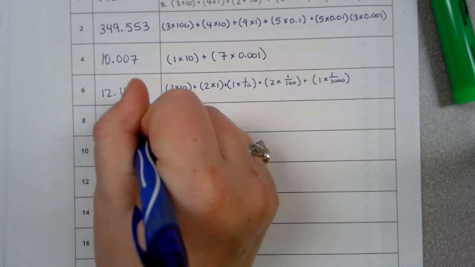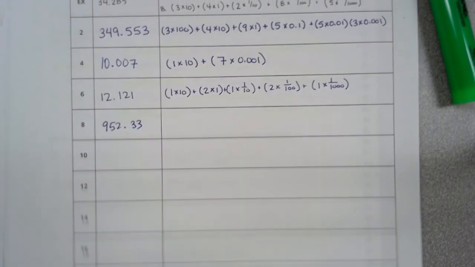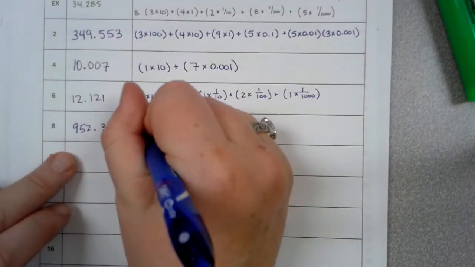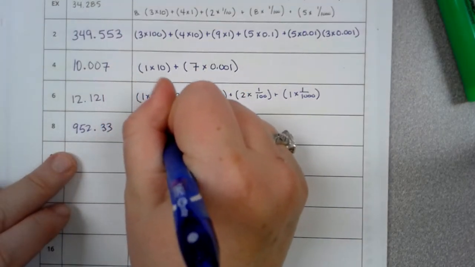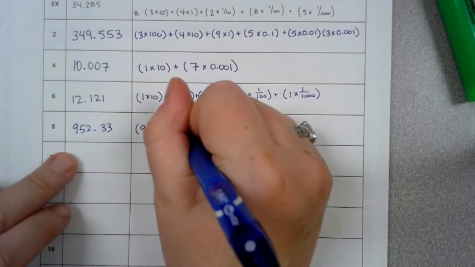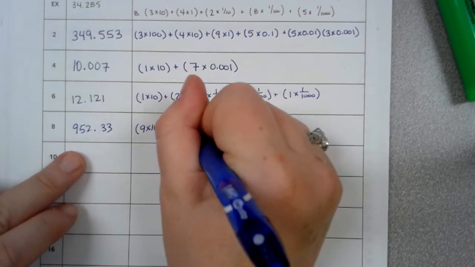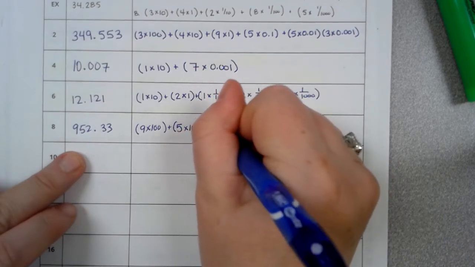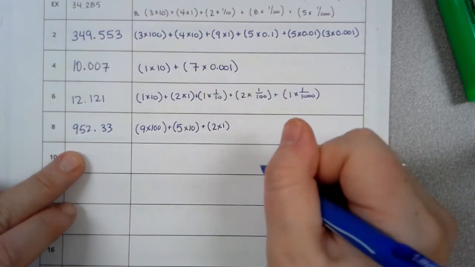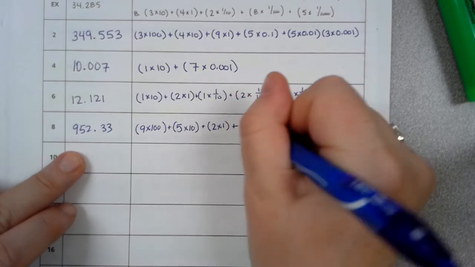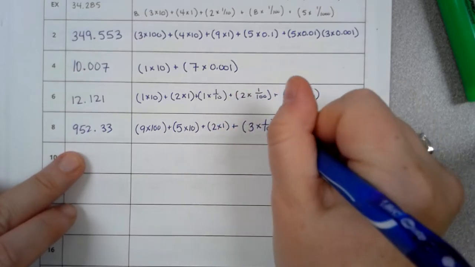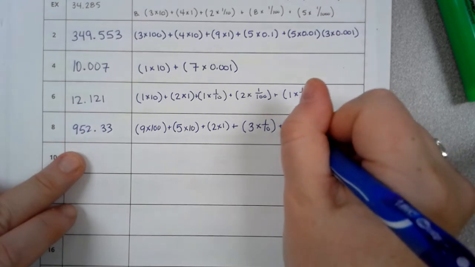952 and 33 thousandths. We're still going to use fractions. So the 9 is in the hundredths place, so 9 times 1/100, plus the 5 is in the tens place, so 5 times 10, plus 2 is in the ones place, plus the 3 is in the tenths place, plus the other 3 is in the hundredths place.